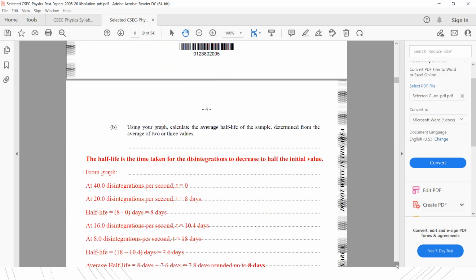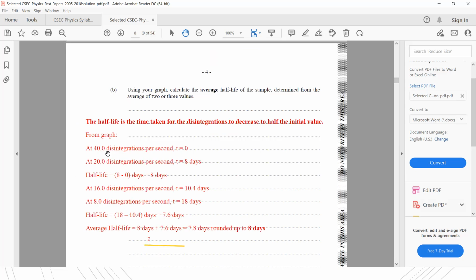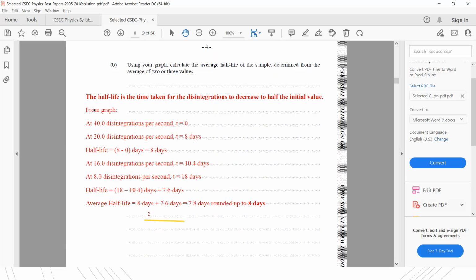Now, the question here requires you to do some read-off. So it says you are to use the graph to calculate the average half-life of the sample, determined from the average of 2 or 3 values. All right. So 2 or 3 values, I'm using 2, right? So I use 40. Now at 40, that was the initial time. So time is 0 there. And you check for half. All right, how much time would have gone when the disintegration reaches half of the 40, or whatever number you started with. So I chose 40 for my first one.